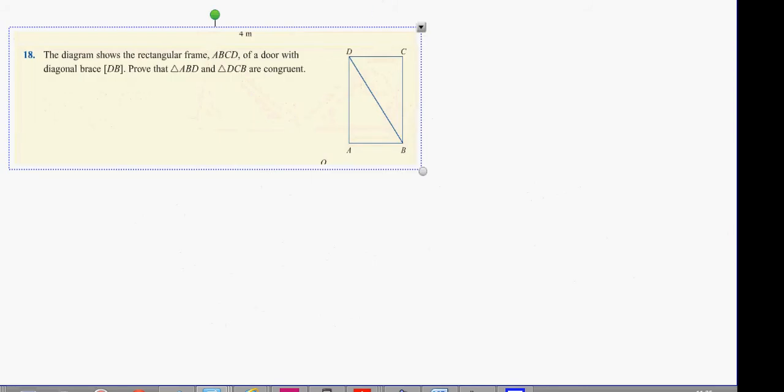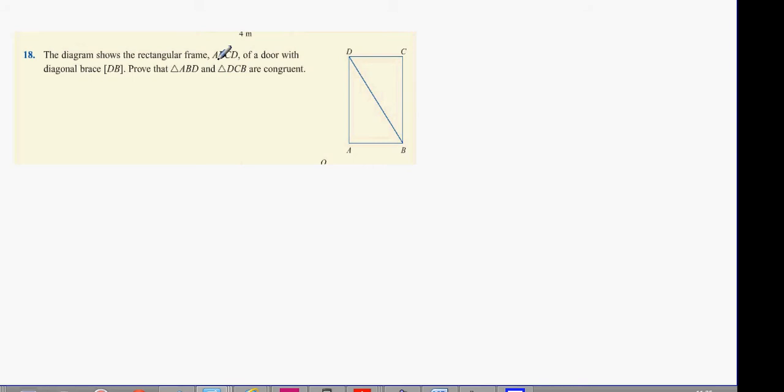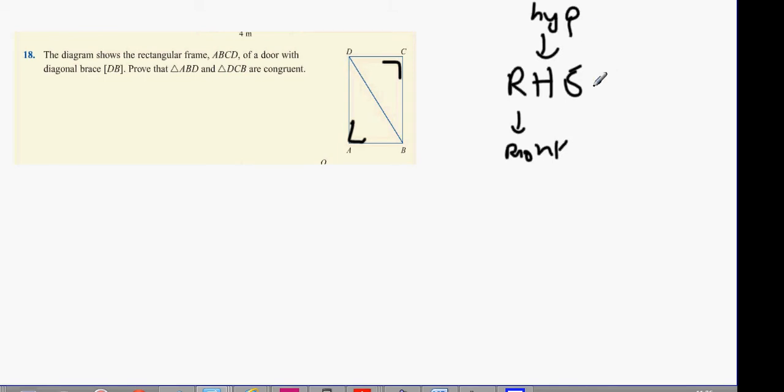Next one, which is number 18. The diagram shows the rectangular frame ABCD of a door with a diagonal brace DB. Prove that ABD is congruent to DCB. ABD is a right angle triangle because it's a rectangle. DCB is a right angle triangle because, once again, it's a rectangle. Now here's how we go about this. We're going to use RHS, which stands for right angle, hypotenuse, and side.